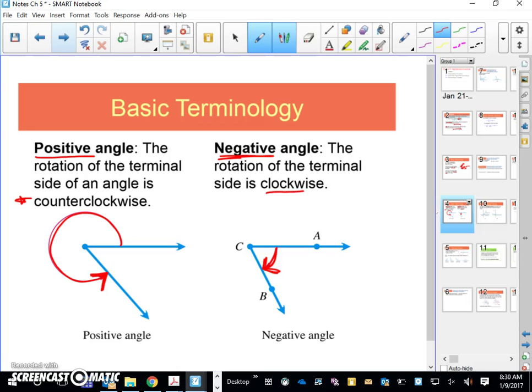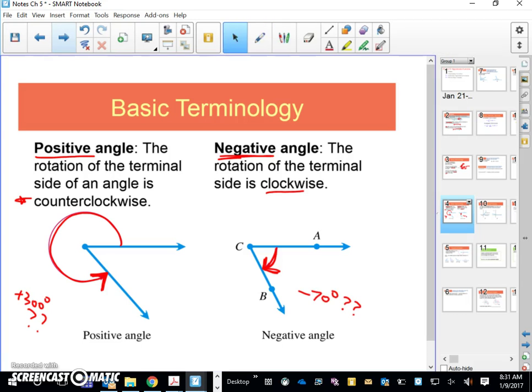Okay, so this would be like, I don't know, maybe this is a positive 300 degrees, maybe. Okay, and maybe this is like negative 70 degrees. Okay, that's the difference. Positive is going counterclockwise, negative is going clockwise.